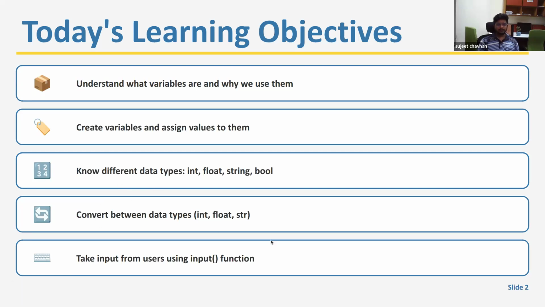And the last thing is how we can take input from the user. So let's say you are running the program and you need the user to input some value. So that's the last thing.